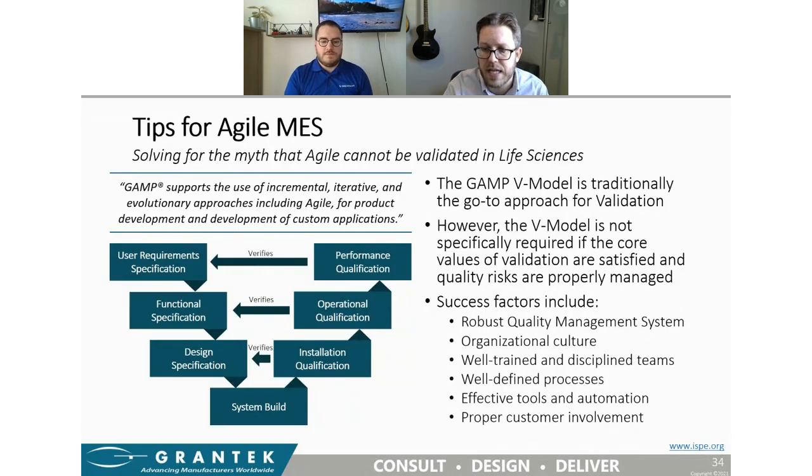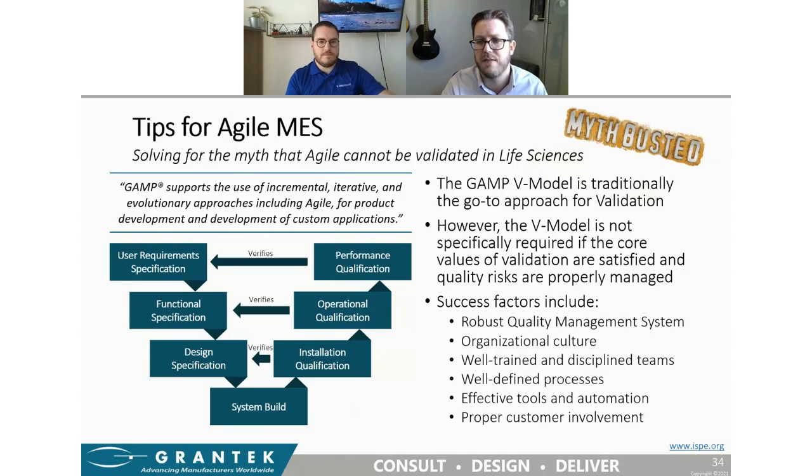The ISPE does state that GAMP, Good Automated Manufacturing Practice, does support the use of incremental, iterative, and evolutionary approaches like Agile for product development and the development of custom applications. You just want to keep those core tenets of validation in mind. So robust quality management systems, organizational culture, having a well-trained and disciplined team, well-defined processes, effective tools and automation, and the proper levels of customer involvement. But can you use Agile to validate a system? Absolutely yes. The myth that you cannot is once again busted.